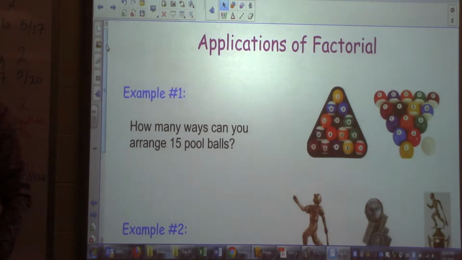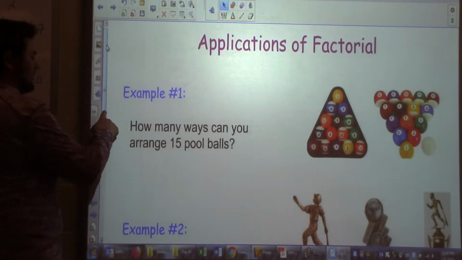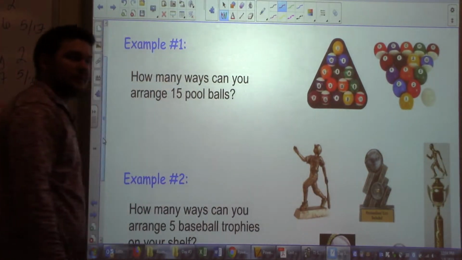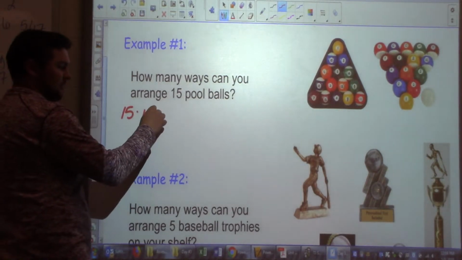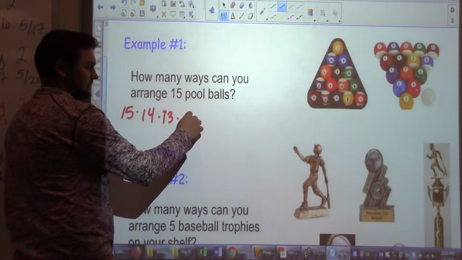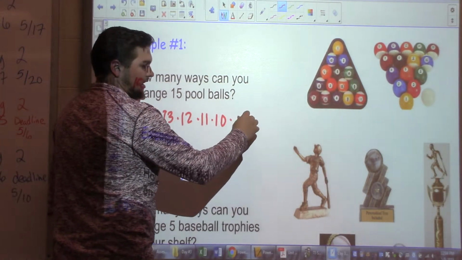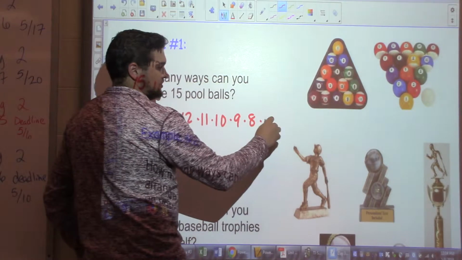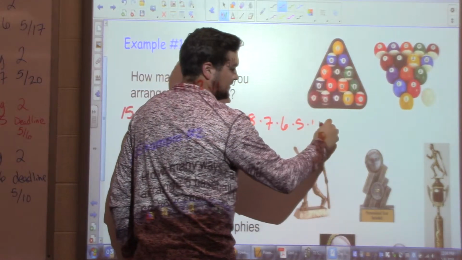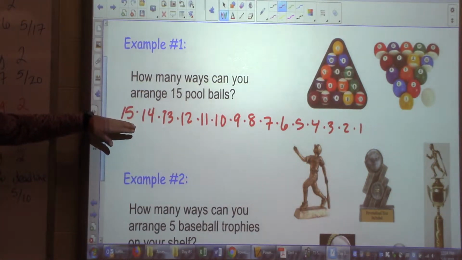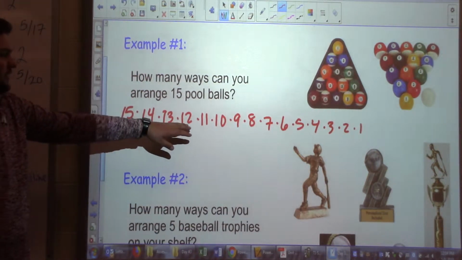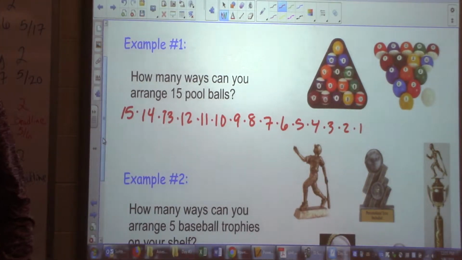Now, applications. Why would we do this? How many ways can you arrange 15 pool balls? Well, I want to arrange 15 pool balls. I get 15 to pick the first time, times 14, times 13, times 12, times 11, all the way down to choosing that last one as 1. Because I can choose from 15 different balls the first time, 14 the second time, 13 the third, 12 the fourth, 11 the fifth. But why would we do all that work when we could just do 15 factorial?